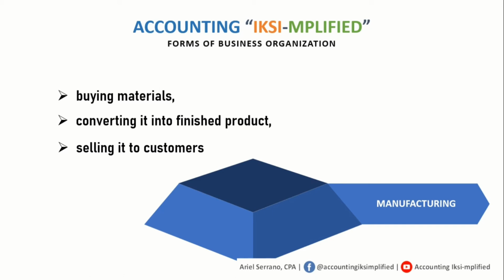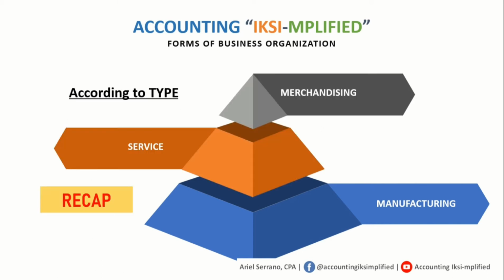And there are a lot of products that you will see on your day-to-day living. Whether it is in your house or it is outside, wherever you are, you will see products that are made because of this. Of course, because they are being manufactured. Your cell phone, the TV, the appliances, etc. They are products of this type of business. Now, just to recap, we have the merchandising, the service, and manufacturing.